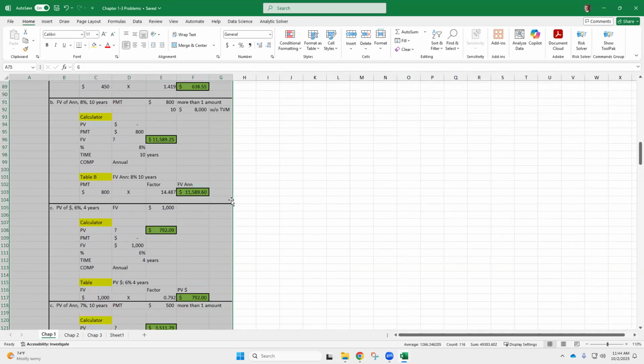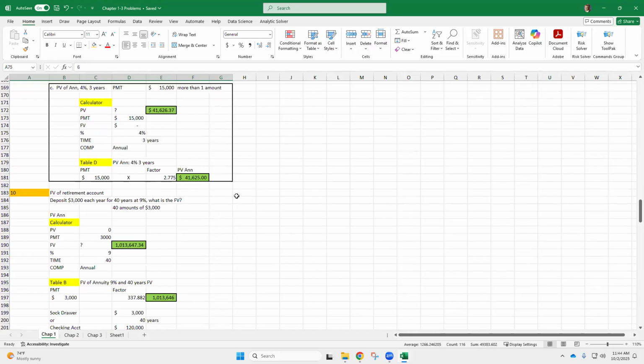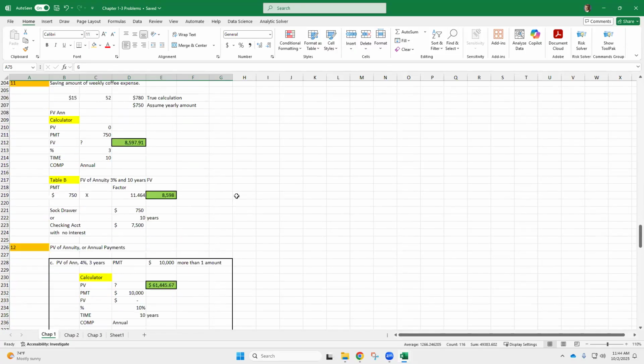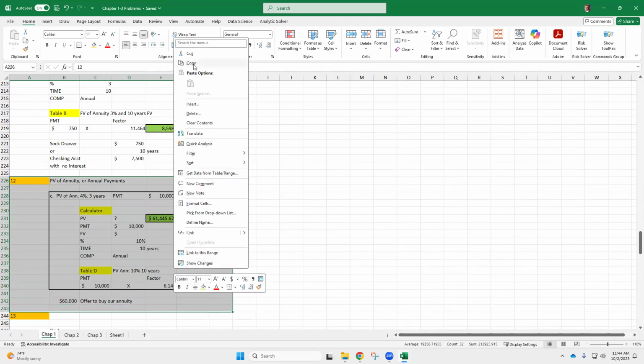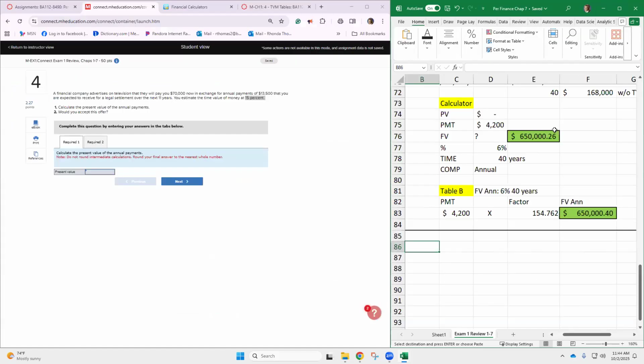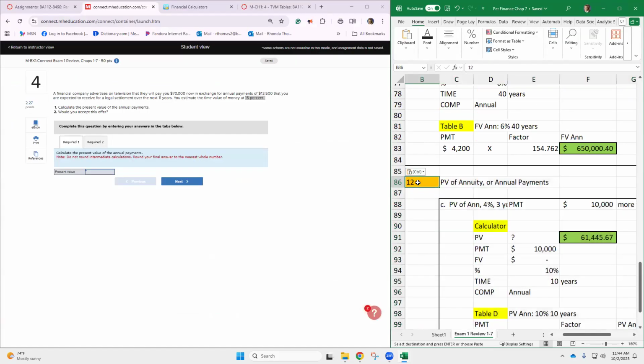If you have any questions, let me know. I'm kind of just going to work away up here. Here it is, offer to buy an annuity. I would write down how much they're offering to buy it for. That's going to matter. Okay, so this is number 4.